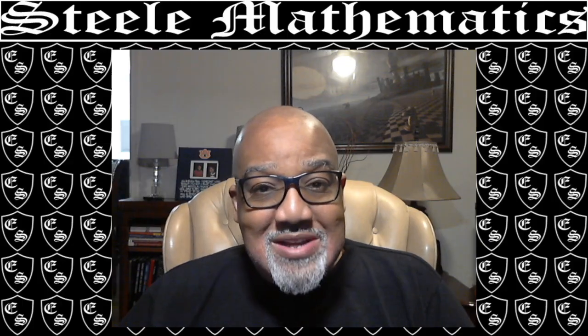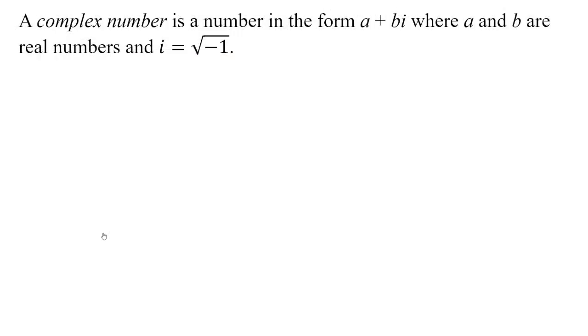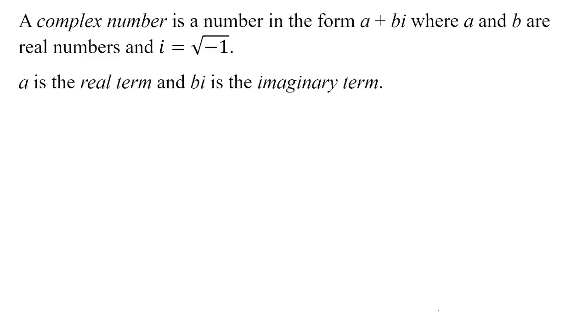So with that being said, let me tell you what a complex number is. A complex number is a number in the form a plus bi, where a and b are real numbers and i is the square root of -1. a is called the real term and bi is called the imaginary term.